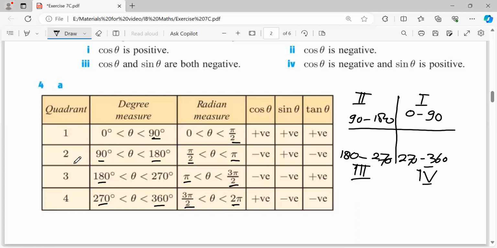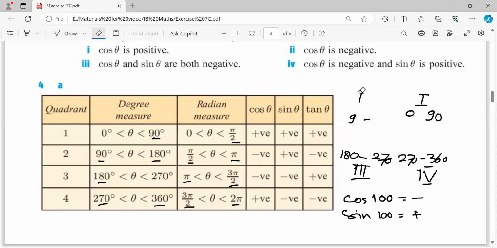At the second quadrant, or quadrant 2, cosine theta is negative and sine theta is positive. If you check on a calculator, for example cosine 100, you're going to have a negative number. Meanwhile, sine 100, you're going to have a positive number.